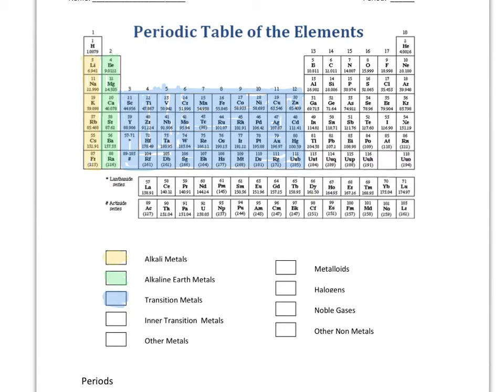All right. Next are my inner transition metals. Those are actually on the bottom of the periodic table. In reality, they belong in the middle of the periodic table. They actually belong right here. But we put them down there because that way it's easier to print a periodic table. That's really the only reason, so that it fits nicely on a piece of paper when we print it.